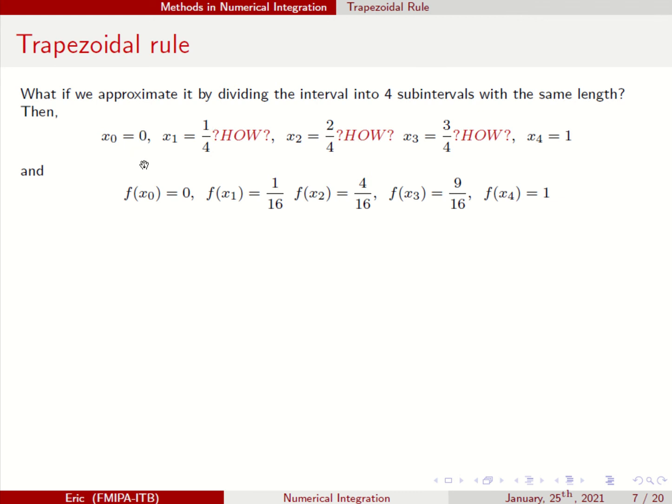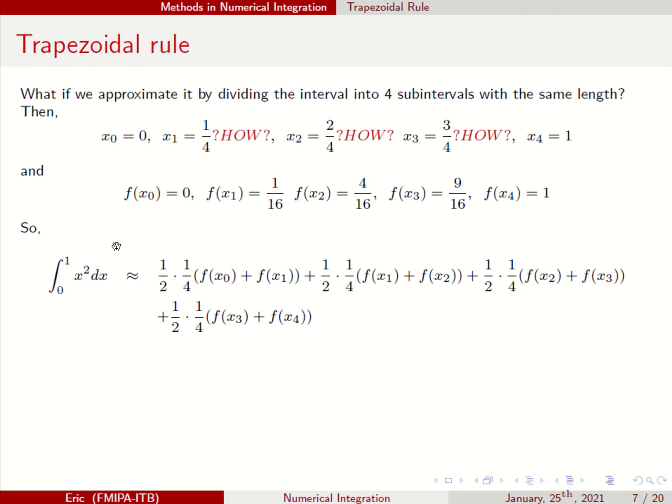What is the height of this? f(x0), f(x1), f(x2), f(x3), f(x4). So these are all the heights at these points, because we want to approximate using the trapezoidal rule. And this is approximated by a half times the height. The height is always 1 over 4. You can look at this.